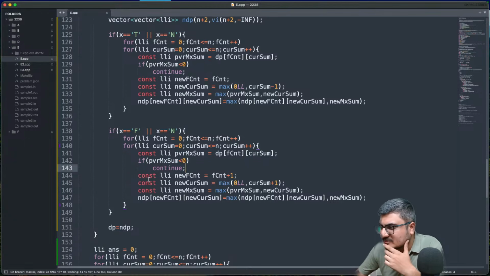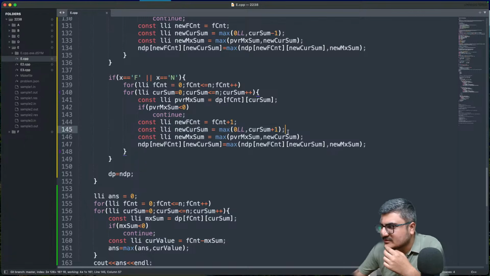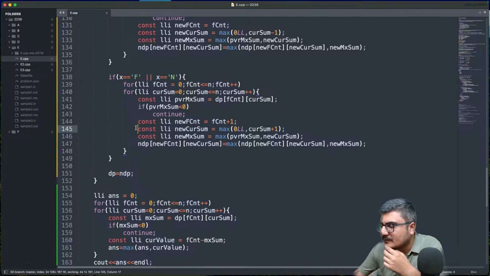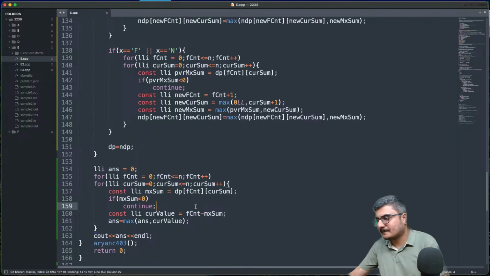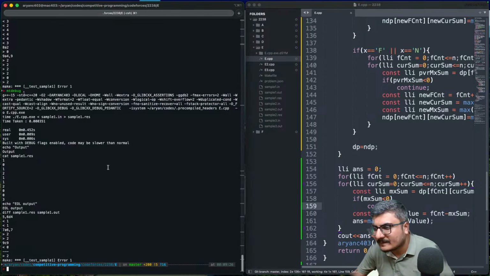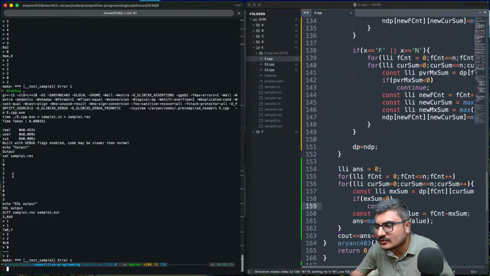Move out impossible state. New f count increases by 1. Because we are replacing f by 1, current sum also increases by 1. New maximum would be previous maximum plus current maximum. We put them as in the DP state. We initialize DP equal to 1, and let's probably try to debug the test cases. 1, 0, 1.